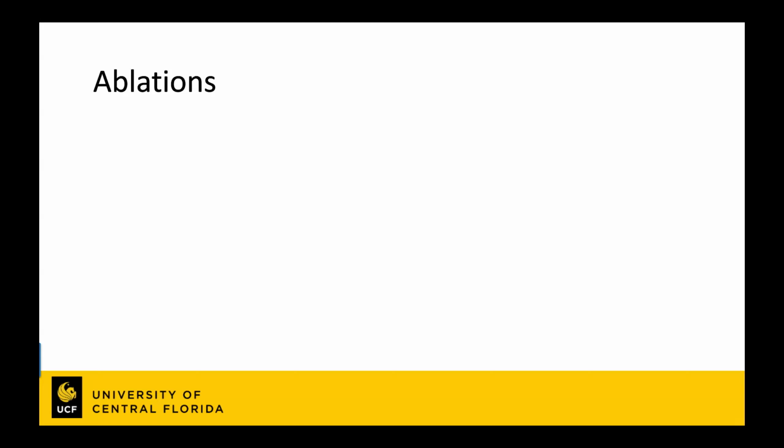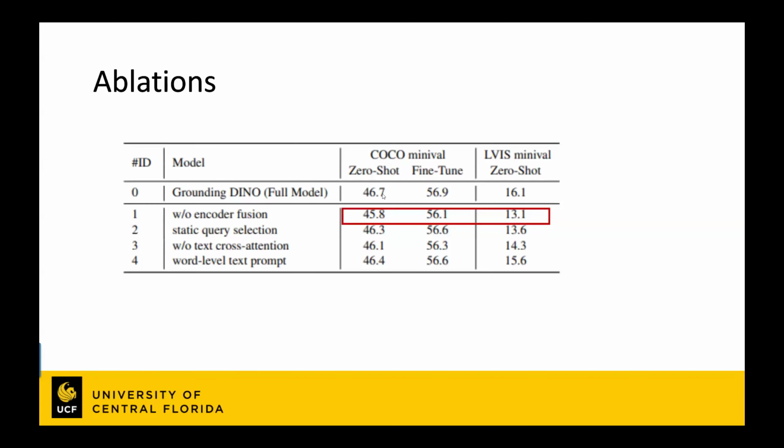Then we're going to move on to the ablations. In this portion of the experiments, we want to evaluate the effectiveness of each fusion module for grounding DINO. So the authors show that each portion of grounding DINO actually contributes to its performance, with the encoder fusion being the most important fusion component of grounding DINO. And that each fusion portion of this architecture actually contributes to the model's performance.